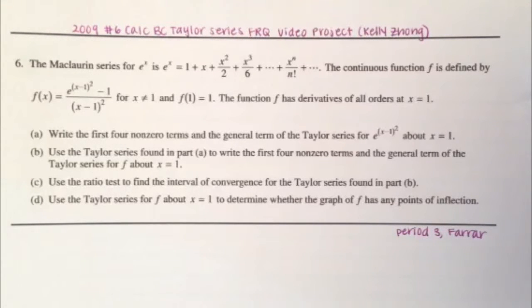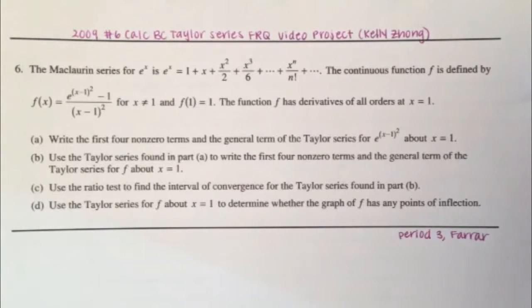The continuous function f is defined by f of x equals e to the power of (x minus 1) squared minus 1, over (x minus 1) squared for x does not equal 1, and f of 1 equals 1. The function f has derivatives of all orders at x equals 1.